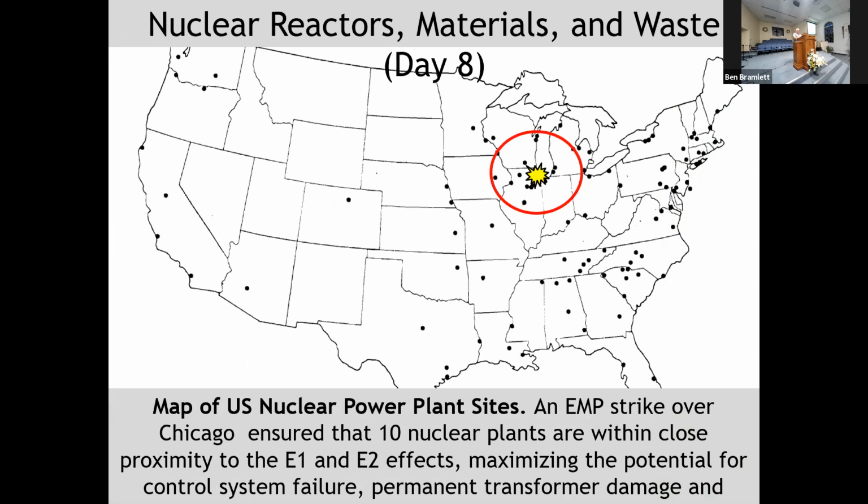Nuclear power plants. Here's from the Metatech report. Here's a graphic showing where all the nuclear plants are in the U.S., and look how many of them are close to Chicago, in that red circle. There's at least 10, and that probably maximizes potential for control system failures in those nuke plants, permanent transformer damage, and the possibility for a nuclear mess.